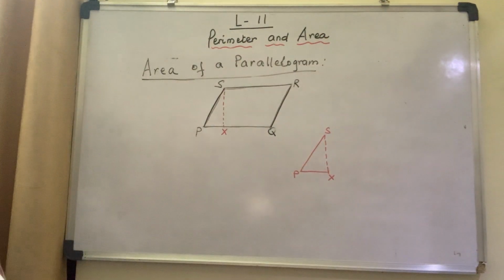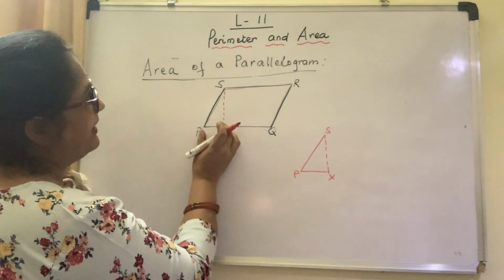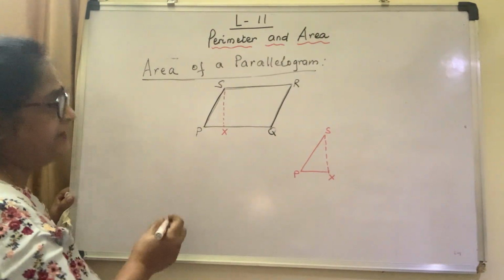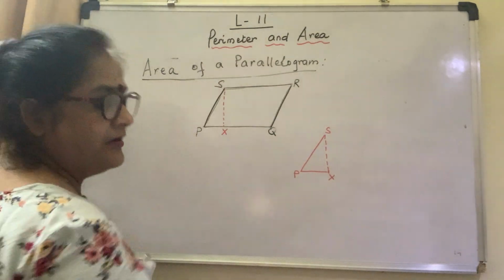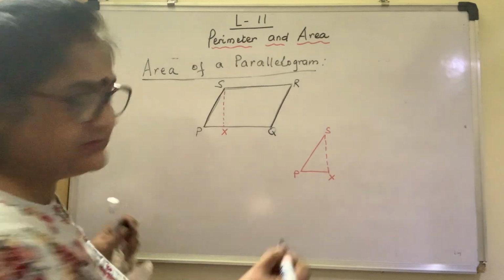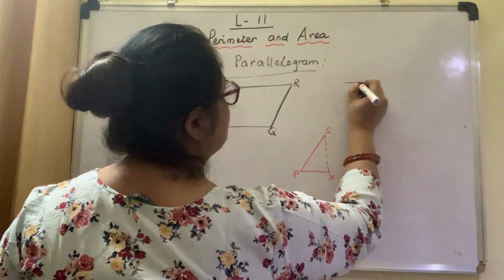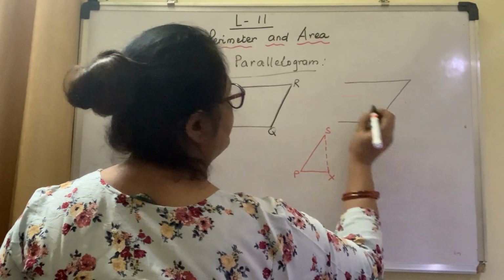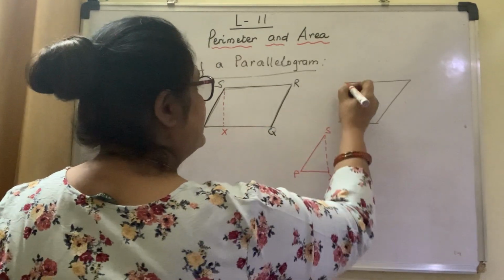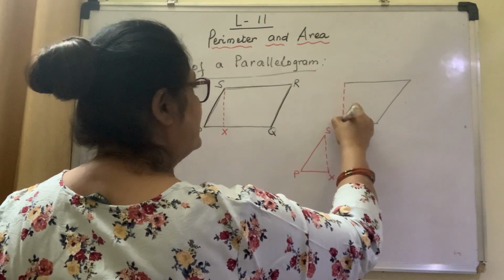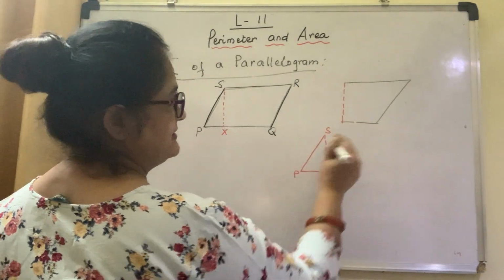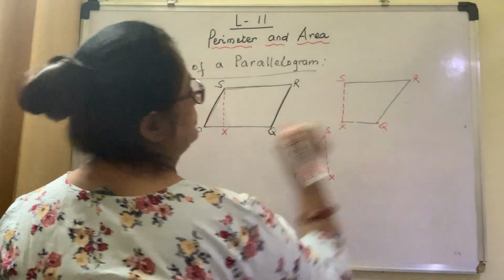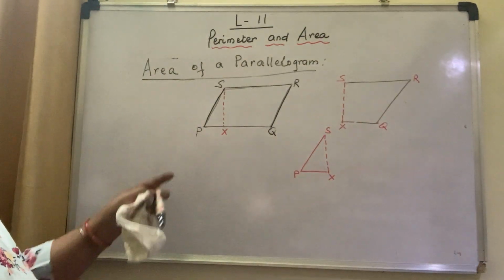Okay, this is what I'm getting. Now, this triangle is a part of the parallelogram. So now if I cut it off, I'm getting a figure of this type. This is the type of figure you will get if I cut off this area. So this will be X, this will be S, this will be R, and this will be Q. When you cut it off, you get that.